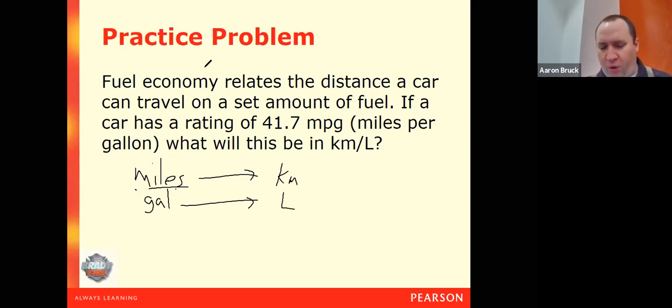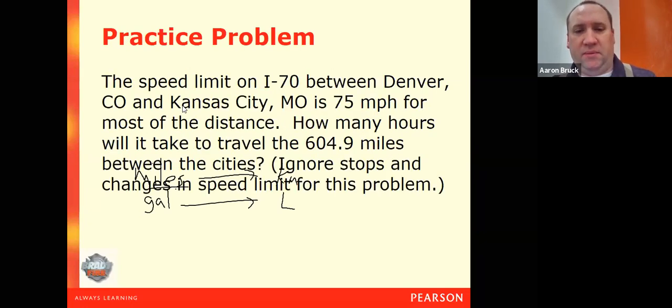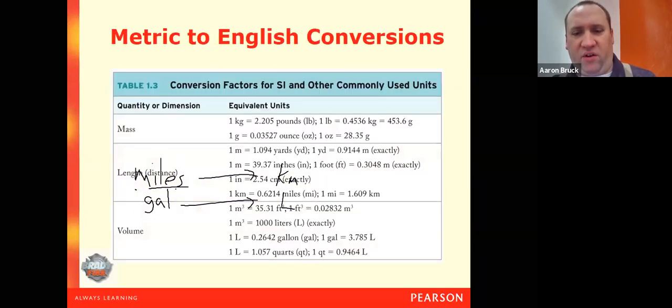And so both of these conversions are of the same kind. Miles is a unit of distance. Kilometers is a unit of distance. So I need a conversion of distance. Gallons and liters are both measurements of volume. So I just need a conversion that equates the two of them together. And so I'm going to go to my conversion table.